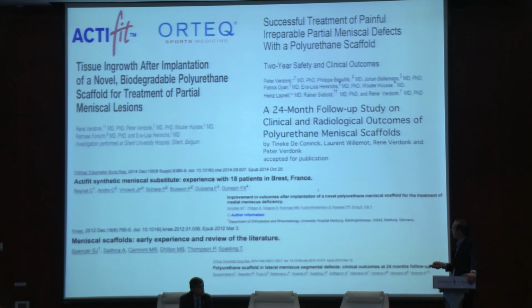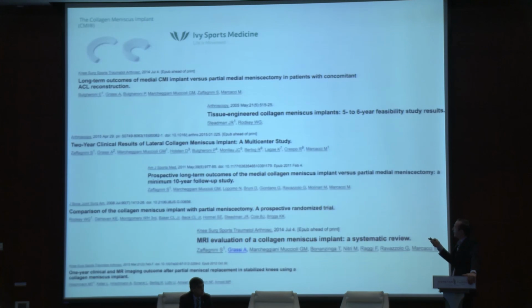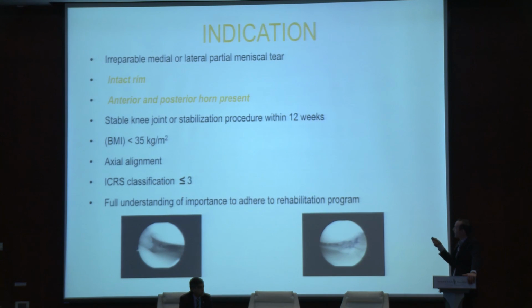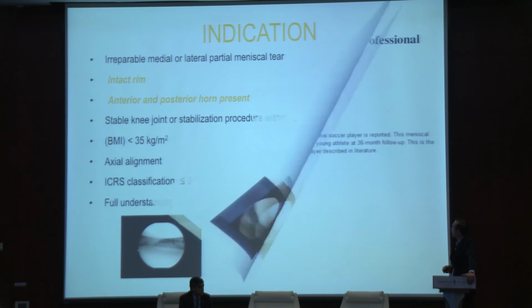It's been well published out there. This is a publication on the ActiveFit. These are the publications on the CMI. But if you look into the indications, again, intact rim, anterior and posterior horn present, partial meniscectomies, ACL should be intact, well aligned. That's very important to understand. And this is a nice video showing you that we can actually fill the hole, and then your tissue will grow back in a number of these patients.